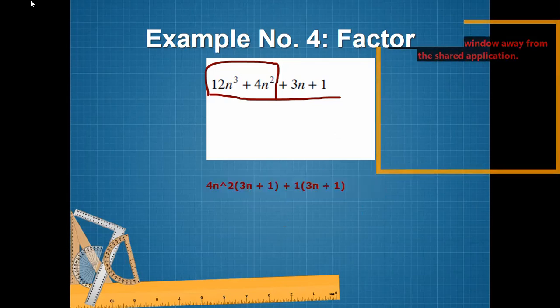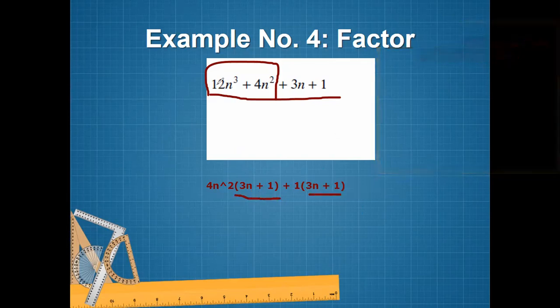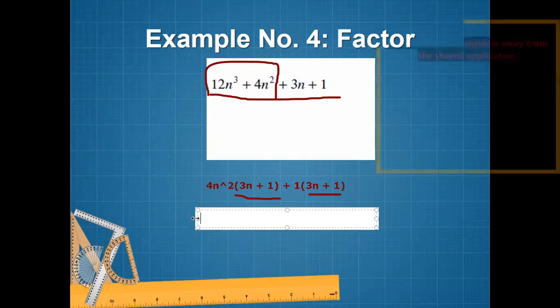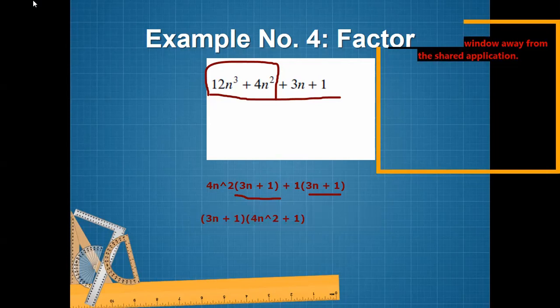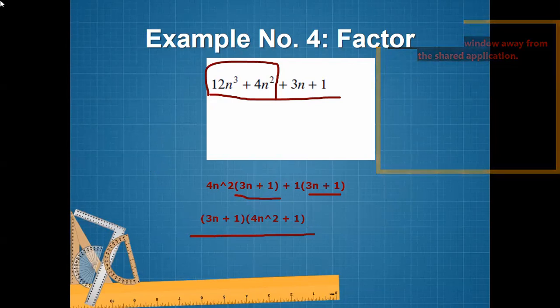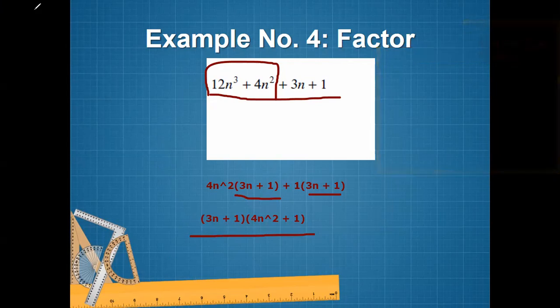Okay, so here you have a greatest common factor of 3n plus 1. If we're going to factor it out, this will be 3n plus 1 multiplied by 4n squared plus 1. This is the answer for this particular problem. Okay, questions? Okay, let's proceed.